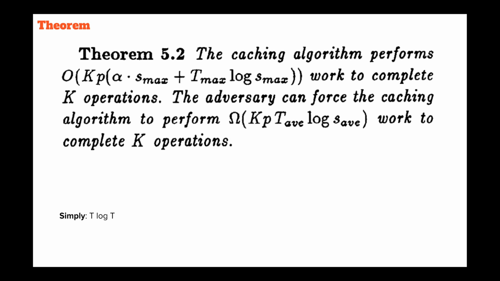Enqueue will add an item to the tail, and dequeue will remove an item from the head. For the caching algorithm, the theorem states that the work complexity will be kP times (alpha S max plus T max log S max). Simply said, it's around T log T, and the paper doesn't give an exact proof, but just a proof sketch of this time complexity. We'll see in the subsequent slides how T log T comes into the picture, and how alpha times S max also comes into the picture.